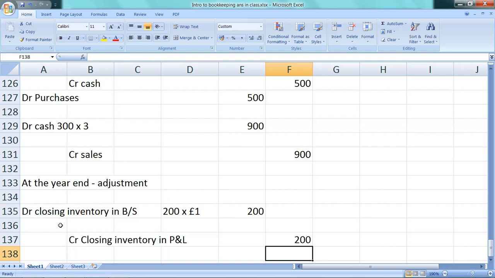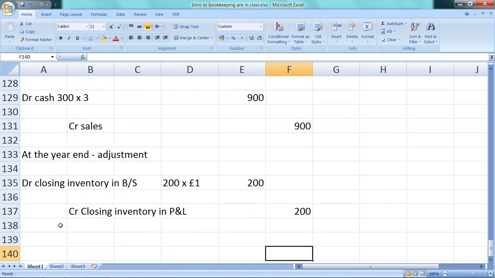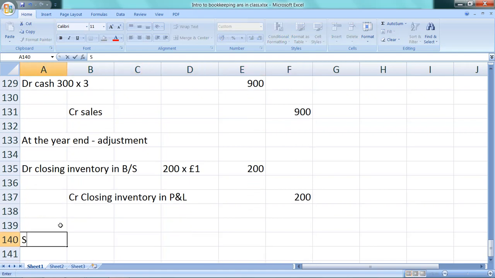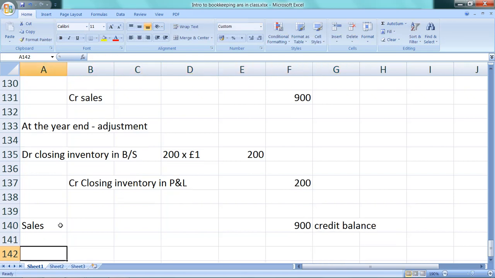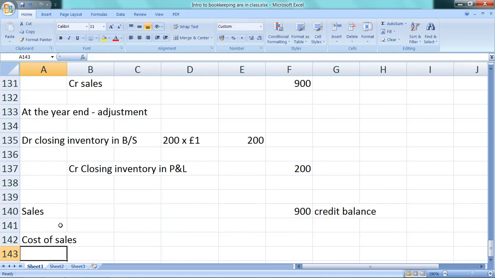Right, let's put them into the P&L account and actually see what gets kicked out the other end. Hopefully this will come out at £600 worth of profit. So what we now have is sales. The sales that we've made are £900 worth of sales. That's a credit balance. Okay, £900 worth of sales, that's good news. Then what we do is we take off our cost of sales.